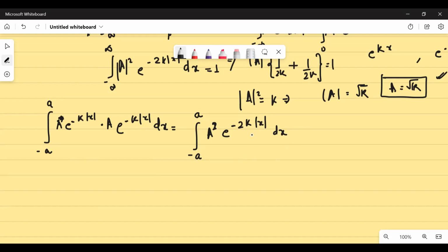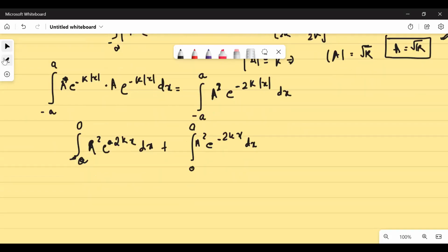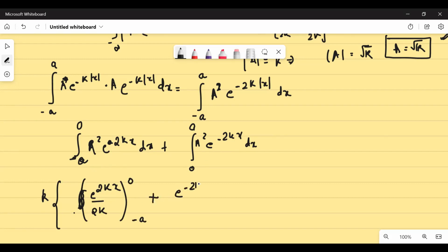And what would be the answer to this? You have to write the modulus. So basically from minus a to 0, your function is A square e to the power 2kx, plus the integral from 0 to a, where the integrand would be A square e to the power minus 2kx dx. And this A square you already know is k, so I can replace it by k. The integral of e to the power 2kx from minus a to 0 would be e to the power 2kx divided by 2k, and the other one will be e to the power minus 2kx divided by minus 2k from 0 to a.